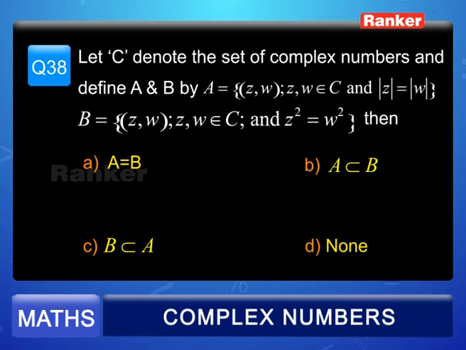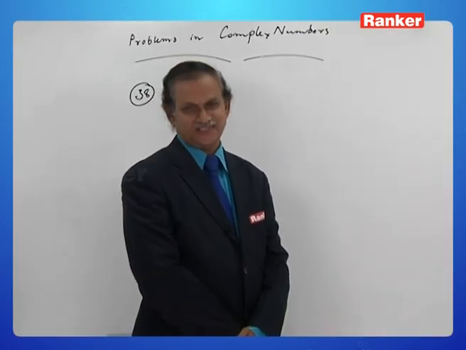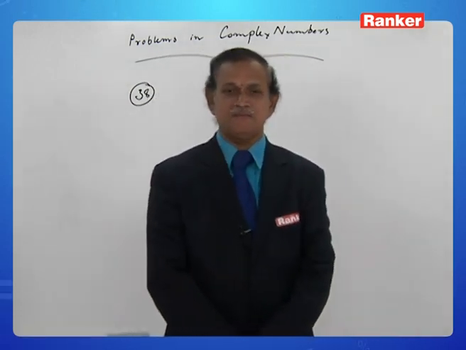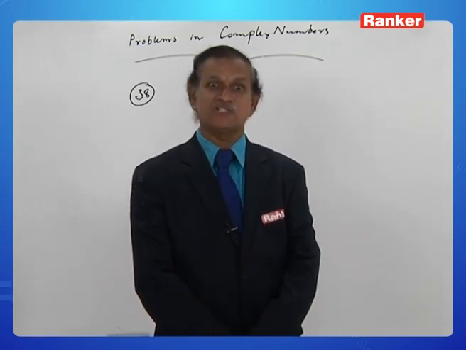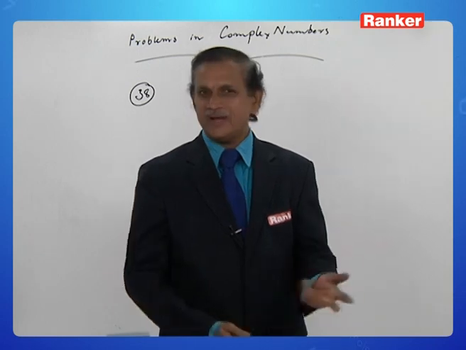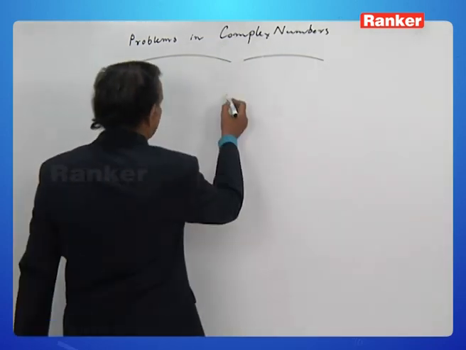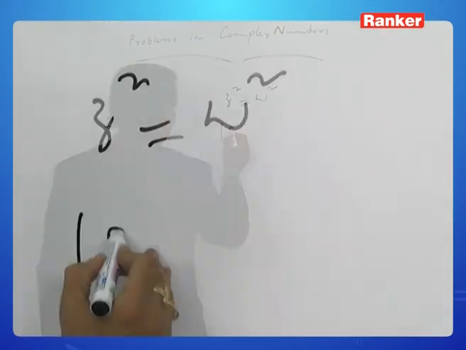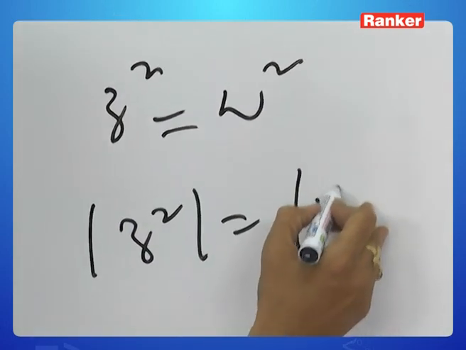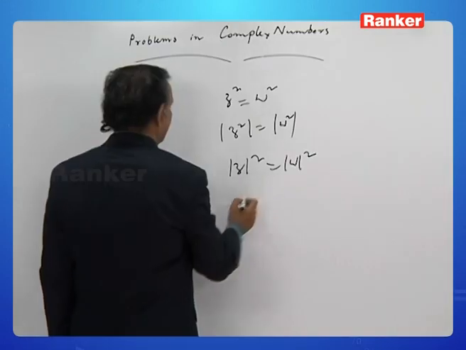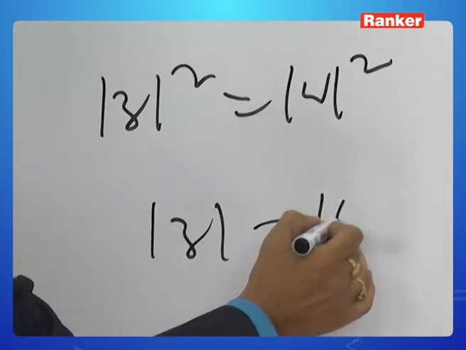A is equal to B, A subset of B, B subset of A, none. It's quite interesting. See, if mod z is equal to mod w, then mod z whole square is equal to mod w whole square. It need not imply that z square is equal to w square. Whereas, if z square is equal to w square is given, if we take modulus on both the sides, mod z square is equal to mod w square, that is mod z whole square is equal to mod w whole square. Thereby you have mod z is equal to mod w.